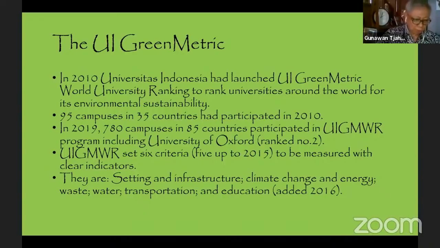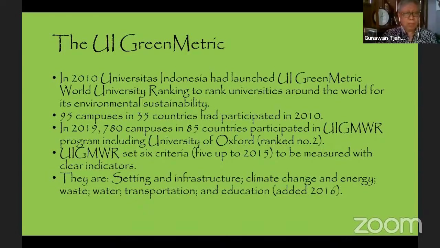Yet we are quite happy because in 2019, 10 years after the launching, 780 campuses in 85 countries participated in the UI Green Metric World University Ranking program, including Oxford University, which ranked at number 2.